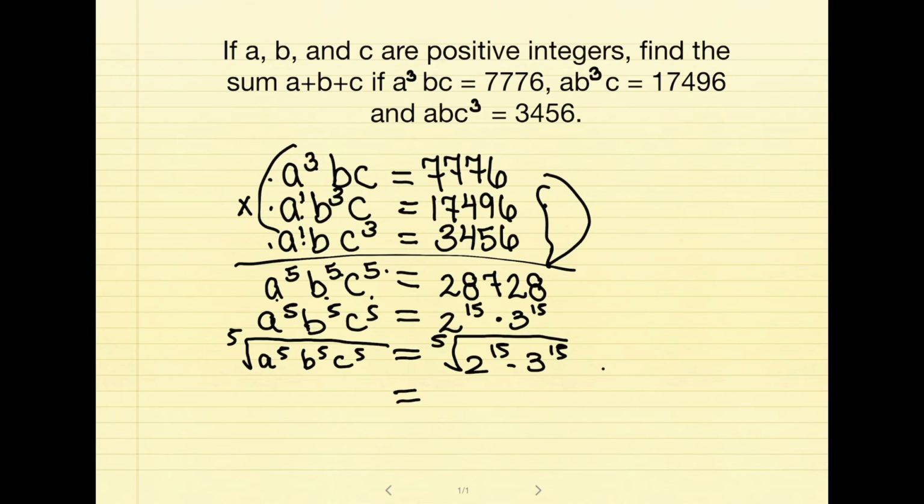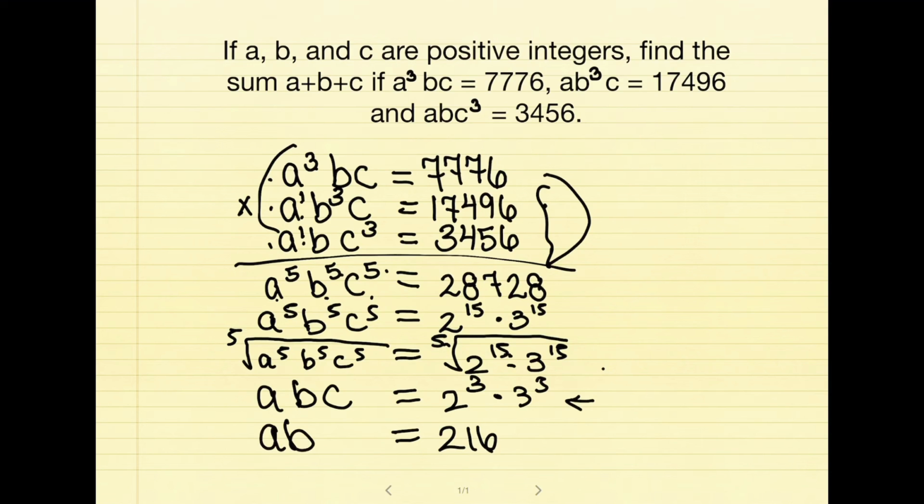And then what does that give us? That leaves us with a, b, c on this side. And then we just have 2 to the power of 3 times 3 to the power of 3, because 15 divided by 5 is 3, all right? And that's our equation for now. Then we can simplify this again to be 216 if you put that into the calculator. So abc is equal to 216. Now we know that. That's great.